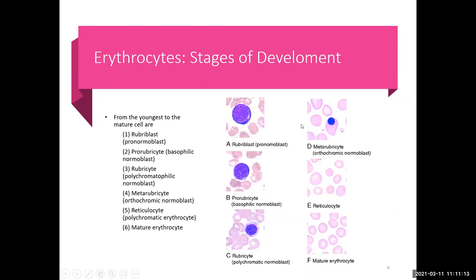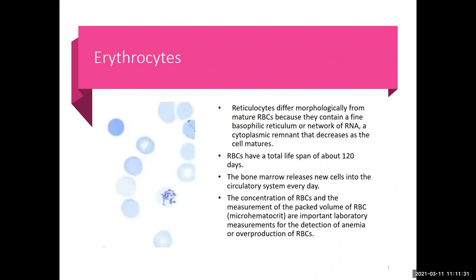But once that nucleus is released from inside that red blood cell, then you'll get what is a reticulocyte stage, where it has just released, it's got a little bit of the reticulum left, and then we move on to a mature red blood cell. So the reticulocyte is the stage just after that nucleus has been released. It contains a fine basophilic reticulum, which is still some RNA remnants left inside that cell.